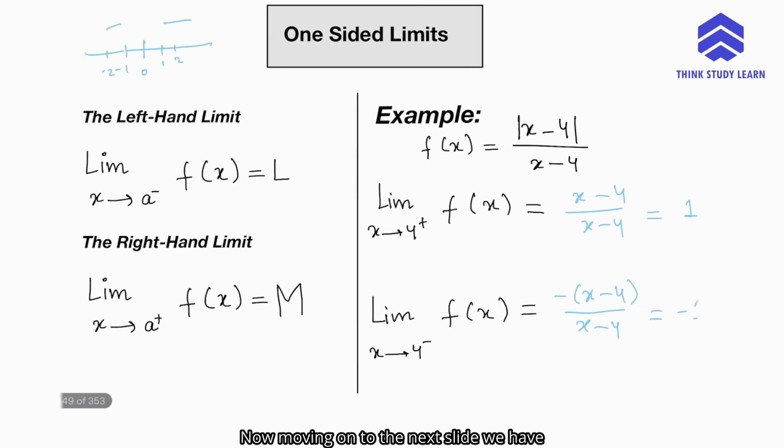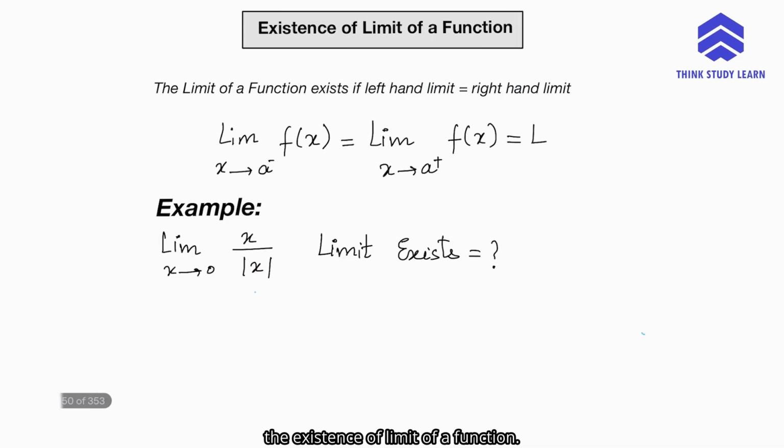Now moving on to the next slide, we have the existence of the limit of a function. How are we to check whether a limit exists or not? The limit of a function exists if the left-hand limit is equal to the right-hand limit. The thing that we just talked about, that it's not necessary that the two limits must be equal, but they can be equal. And if they are equal, we say that the limit of a function exists.